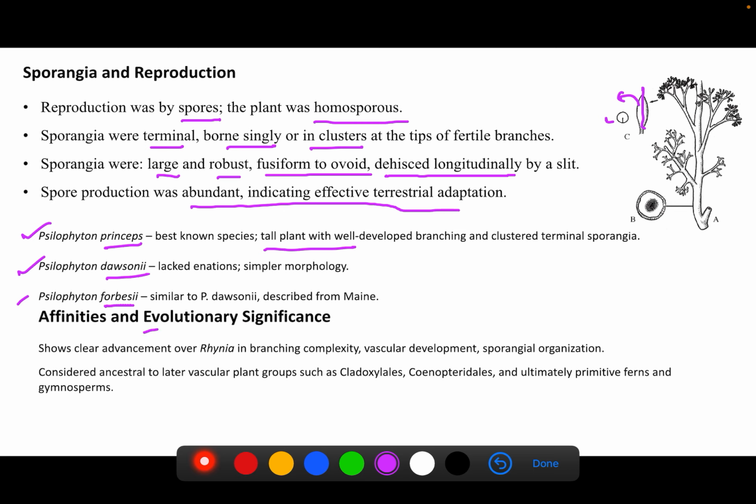Then when we talk about the affinities and evolutionary significance, we see that it is a little more advanced than Rhynia. It is advanced because it has much more complex vascular development, and the sporangial organization is much more complex. So this could be a connecting link, a plant in between Rhynia and the more advanced plant groups such as Cladoxylales, Zygopteridales, and then primitive ferns and gymnosperms.